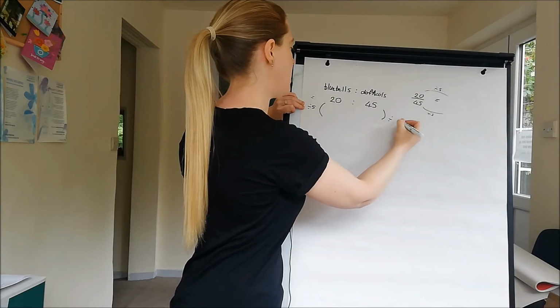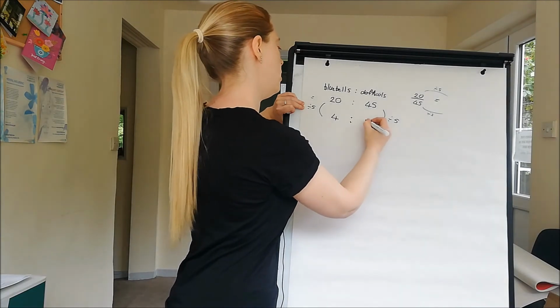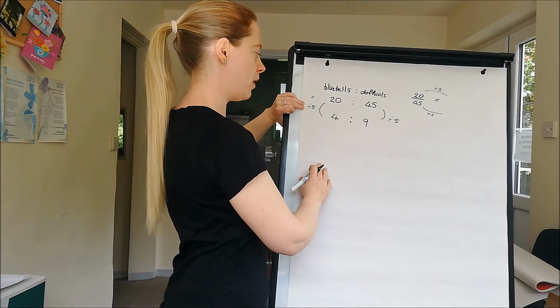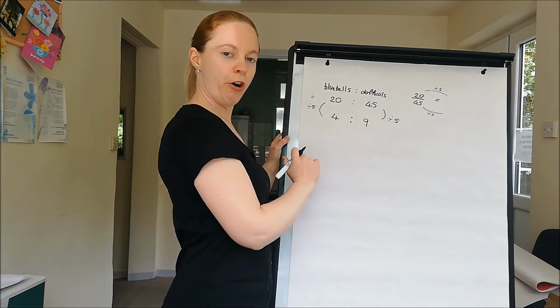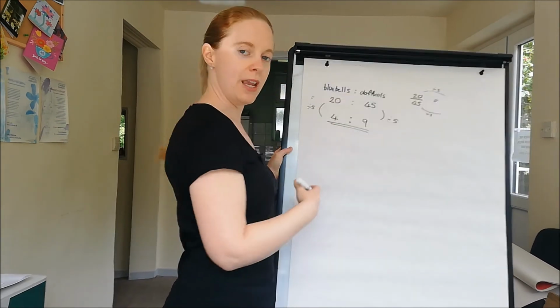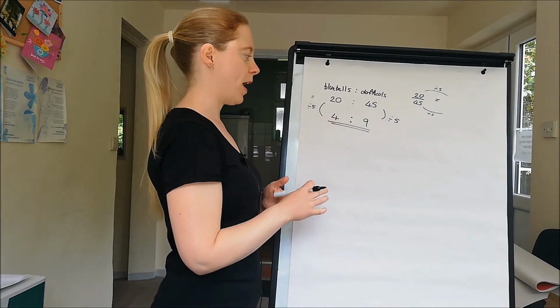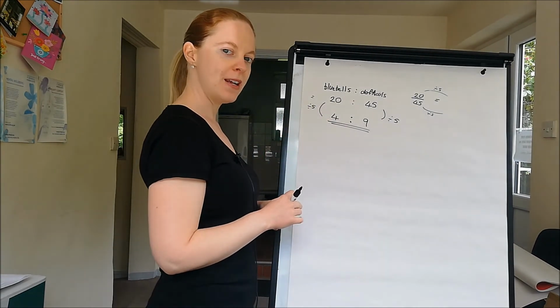So I'm going to divide each of those numbers by 5 to give me 4 to 9. And then there's nothing else that 4 and 9 divide by. So that is the answer in its simplest form. It's exactly like cancelling a fraction down, except sideways. All right?